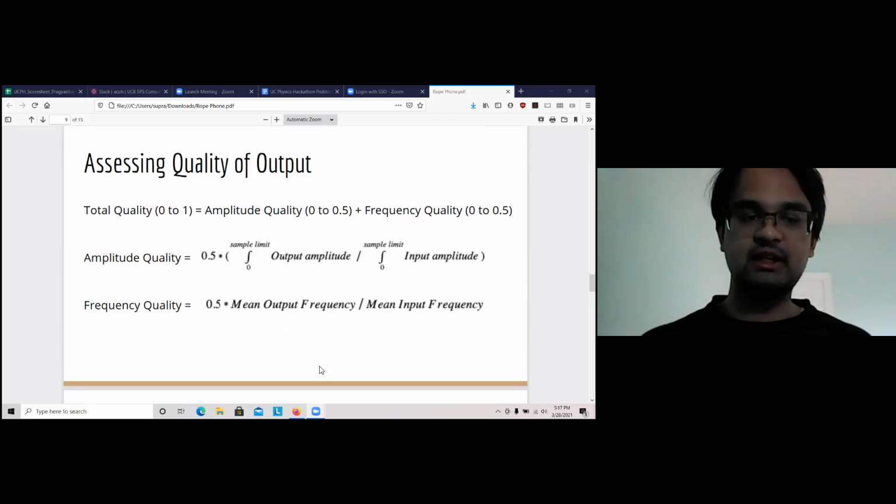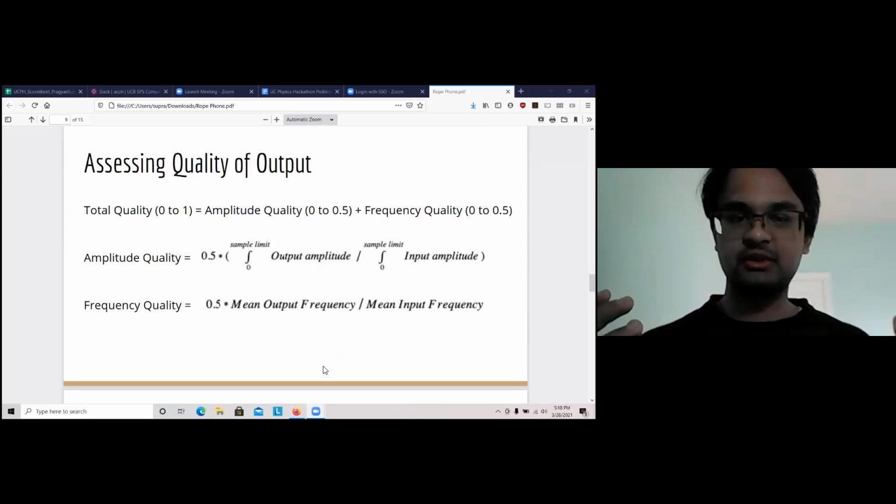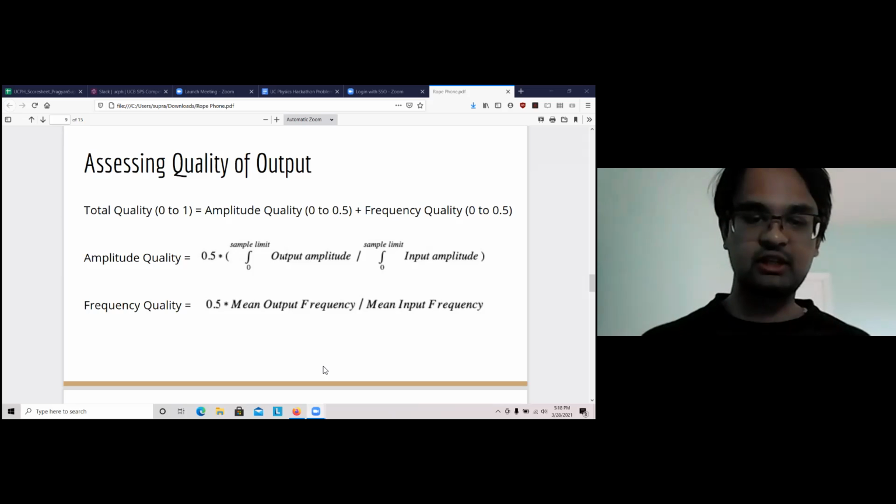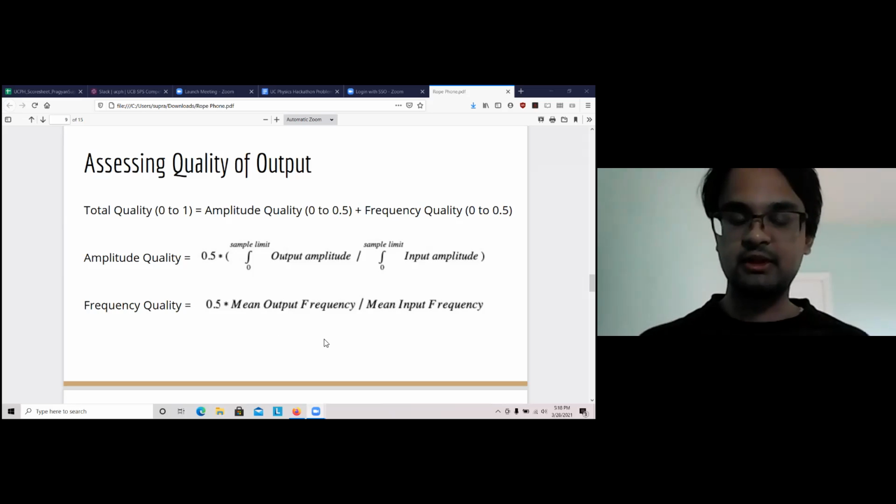So we decided that we were going to weigh the amplitude and the frequency half and half in our assessing of the quality. The amplitude we found by just taking the average of the wave. The mean output frequency, we had to use a Fourier transform to find the output frequencies of the signals coming in. The mean input frequency is just 441 hertz because that's the signal that we fed in, the pure tone.